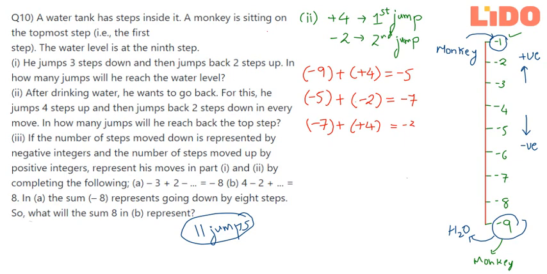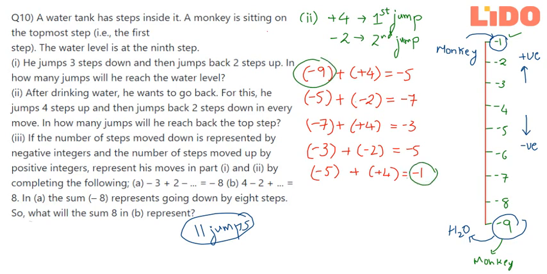-3, -5, -1. So the monkey has gone from -9 position to -1 position now. Let's see how many jumps it took for the monkey to travel that far. Jump number 1, 2, 3, 4, 5. So it took the monkey 5 jumps to go back from the water level to the first step.